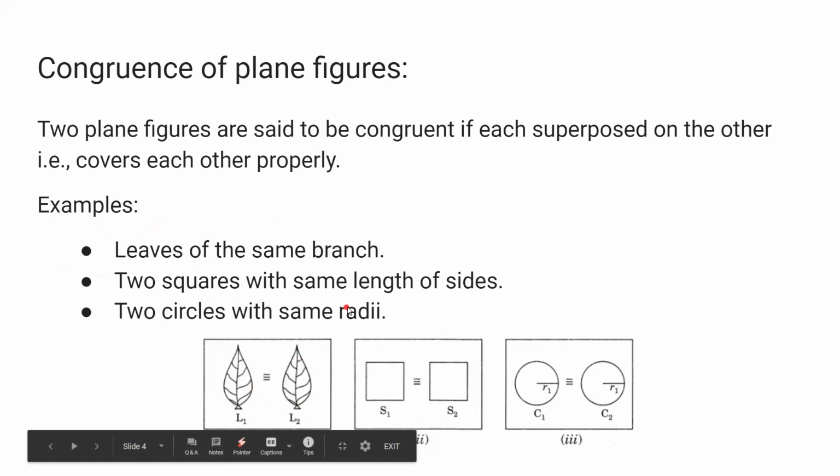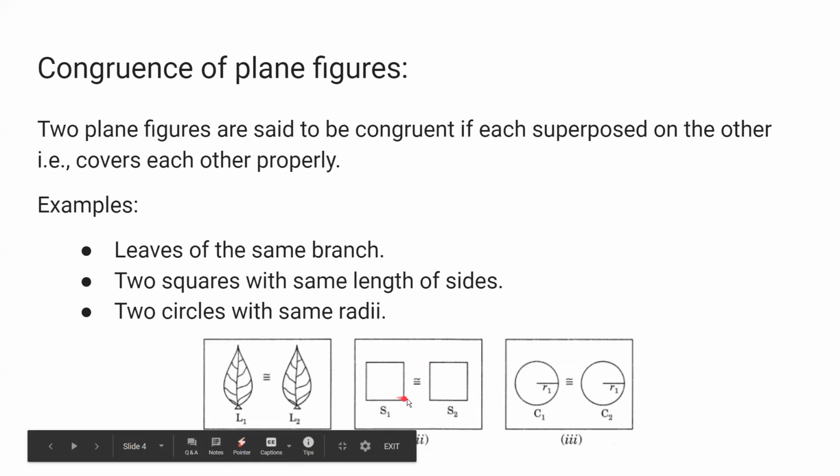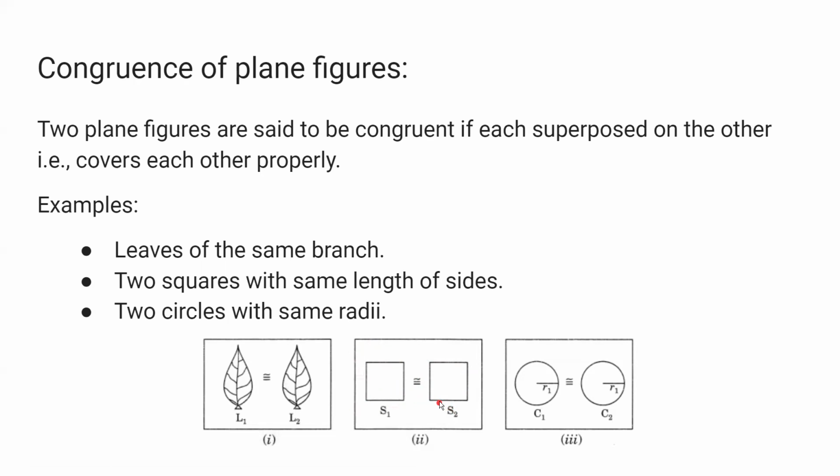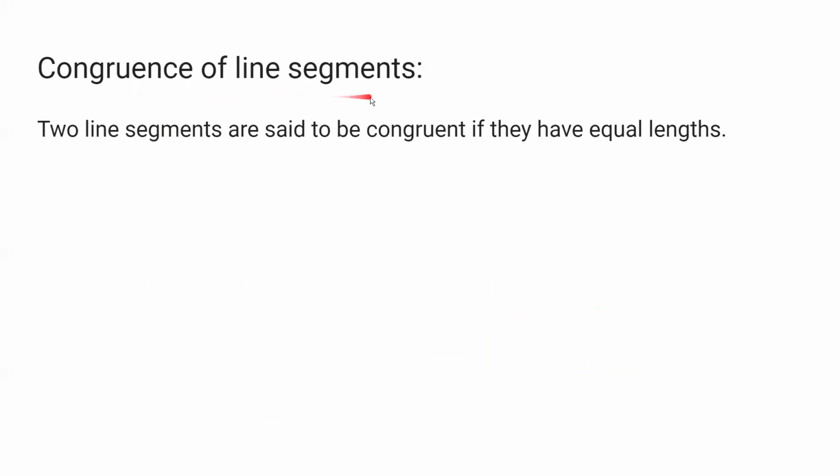Next is two squares with the same length of sides. The squares can be congruent if the length of the side is equal. Now let's take this side as 4 centimeter. This is also 4, this is also 4, this is also 4. So when all the four sides are of the same length, then they are known as squares. Same for square 2. If I place square 1 above square 2, then it is totally going to superpose, that is, cover each other properly. Next is two circles with the same radius, which I already told while we were learning about the coins.